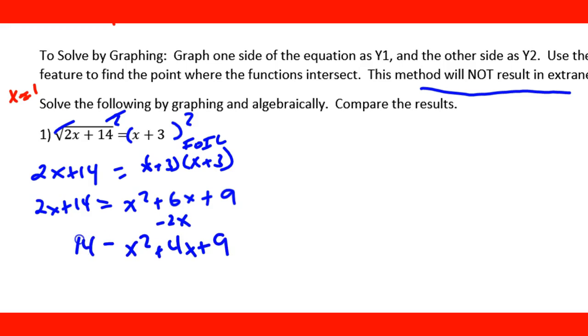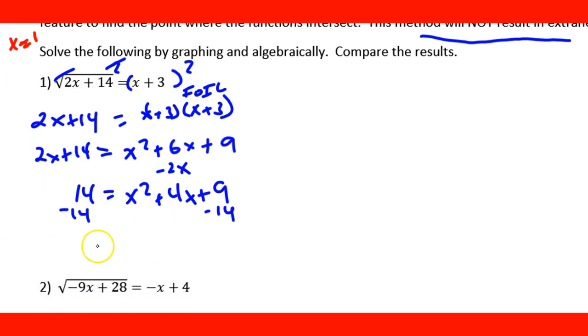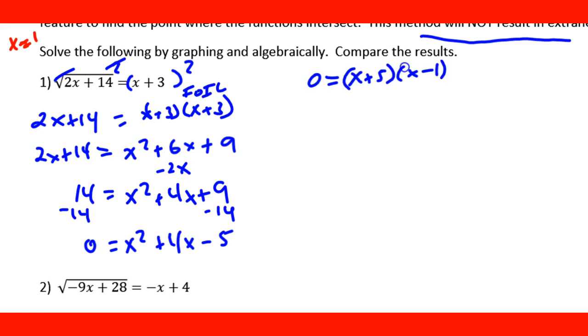All right. And then we're going to subtract 14 on both sides. So we end up with 0 equals x squared plus 4x minus 5. All right. Now, with this, I'm going to factor it. So when I factor this, I'm going to get 0 equals x plus 5 and x minus 1. All right. Now, I set each one of those equal to 0 and solve.